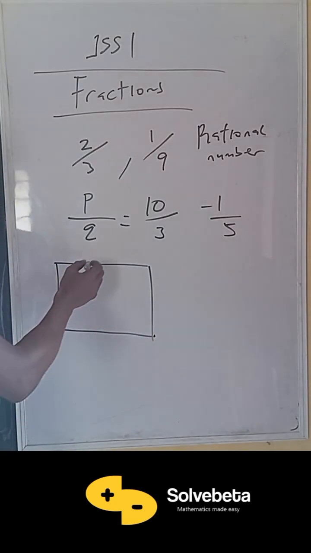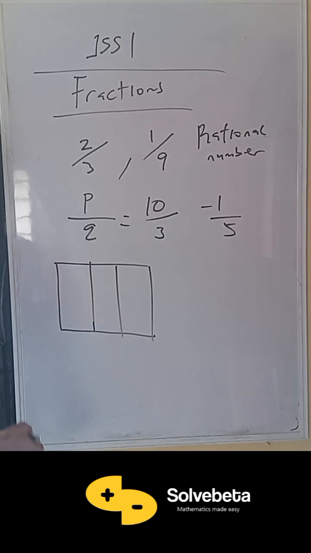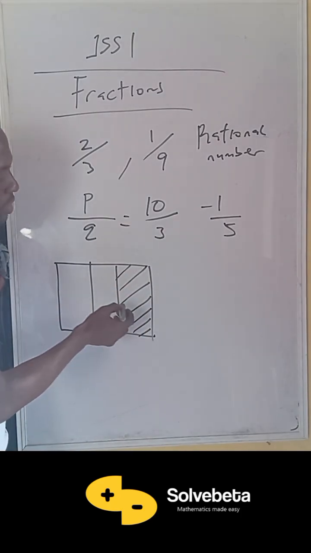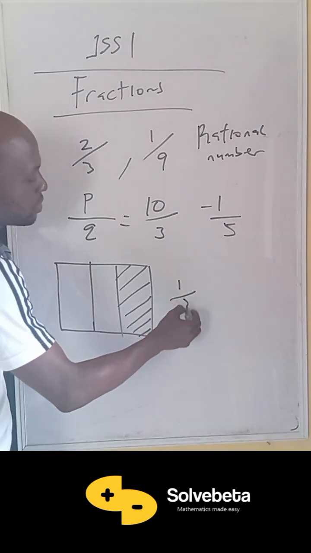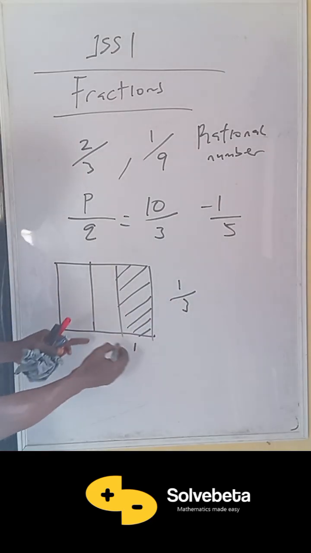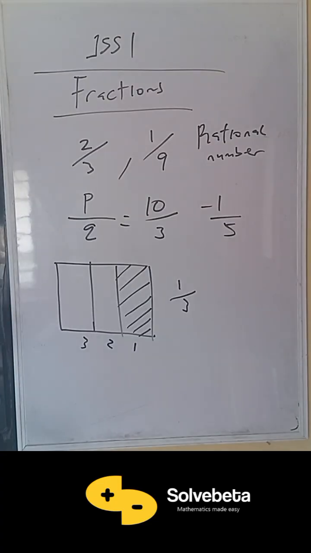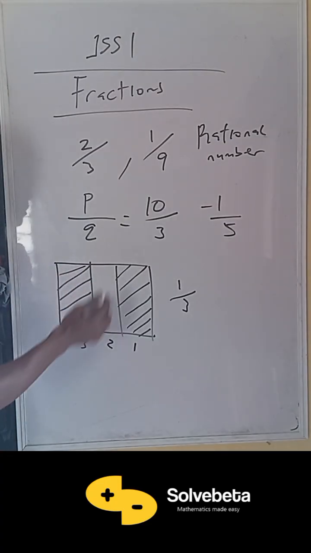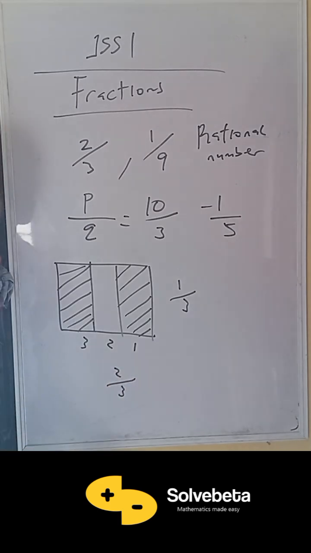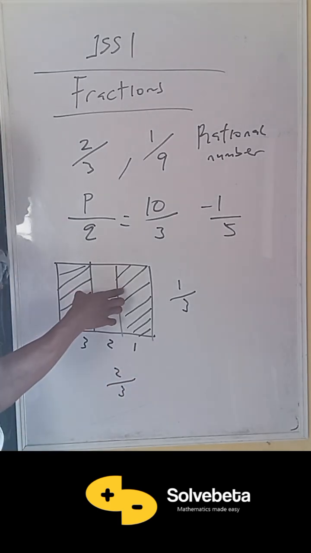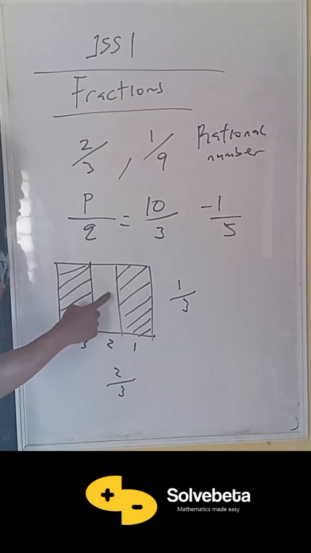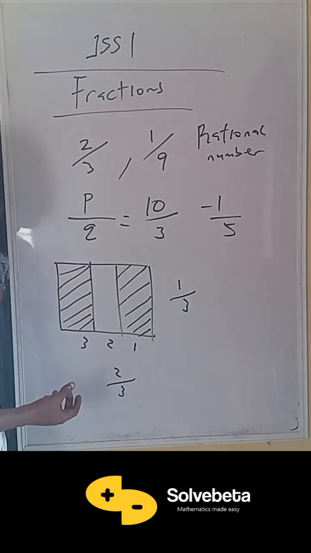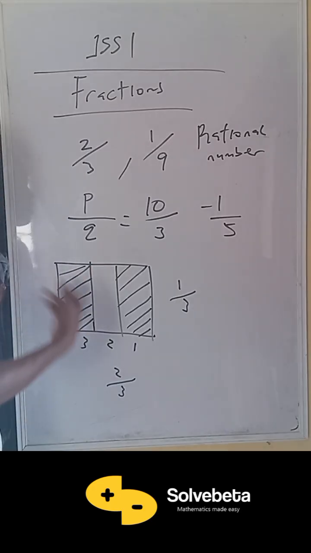If you have this rectangle, let's divide it into 3. Let me shade this part. The shaded part is 1 out of 3. If I go on to shade this part, just like the Nigerian flag, green, white, green, the shaded part now becomes 2 out of 3. So this 2 is a fraction of the 3 rectangles. 2 out of 3, 1 out of 3.